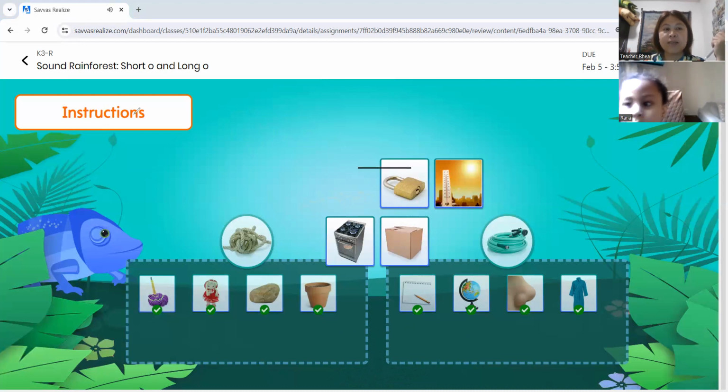What do you call this? It's a lock. Lock. Yes, lock. So let's spell it. How do you spell lock?